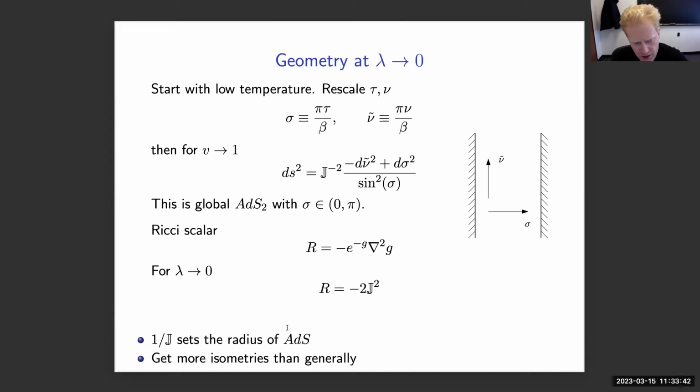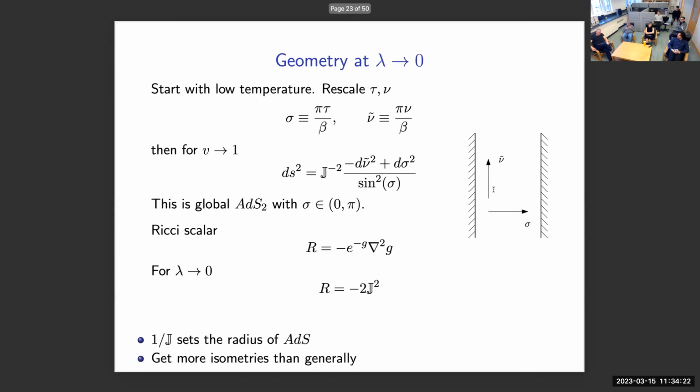So two small comments. One is that 1 over j is the coupling in SYK, sets the radius of AdS. And the other comment is that if you recall, we mentioned that in any case, translations in nu become isometries of the space. But in this case, actually, we get more isometries. We get all the SL2 isometries of AdS. Of course, this is not guaranteed. This just happens in the lambda goes to 0 limit. In general, we expect only these translations, not the full SL2.